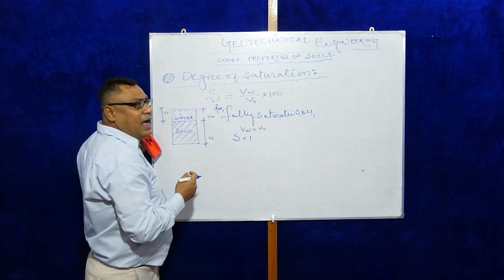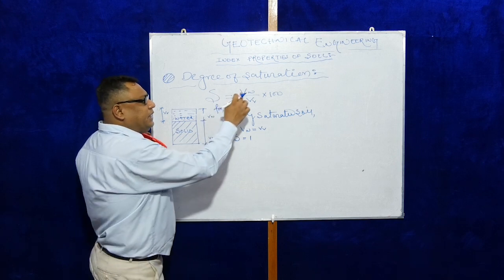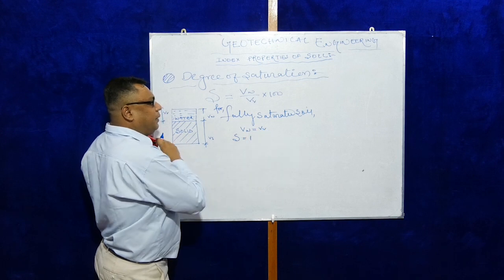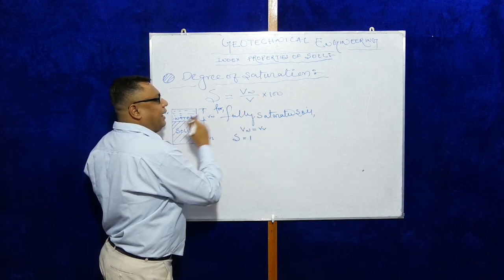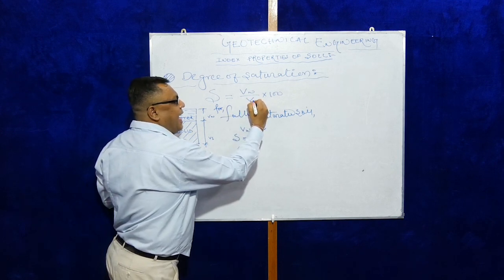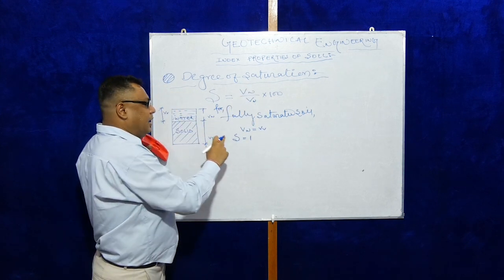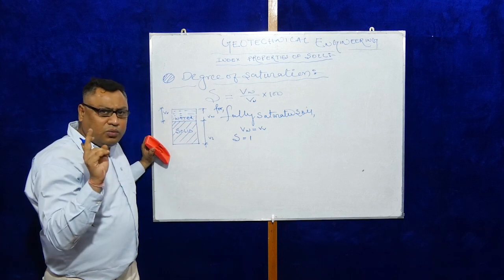How? What is degree of saturation? Degree of saturation means VW by VV. As VW is equal to VV, therefore we can write this VV as VW. Therefore, VW by VW is equal to 1. Therefore, degree of saturation is equal to 1.